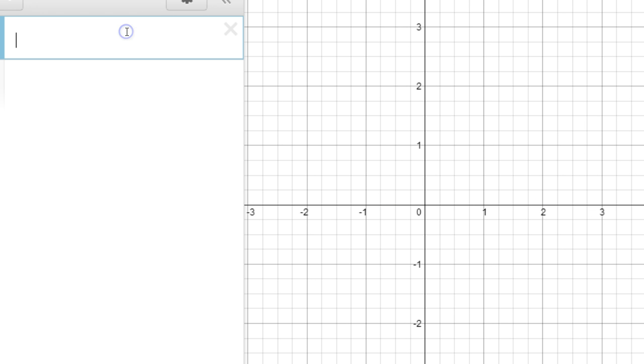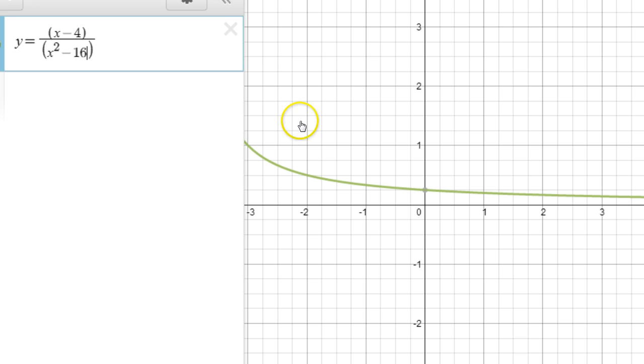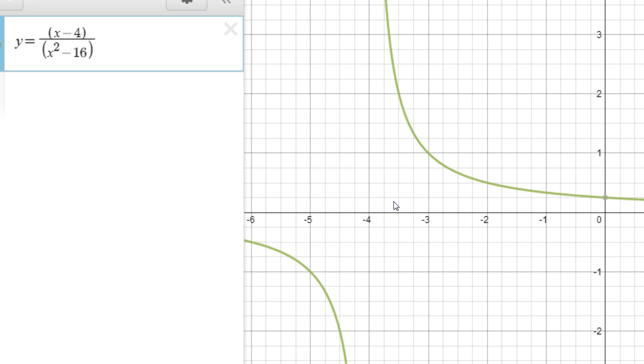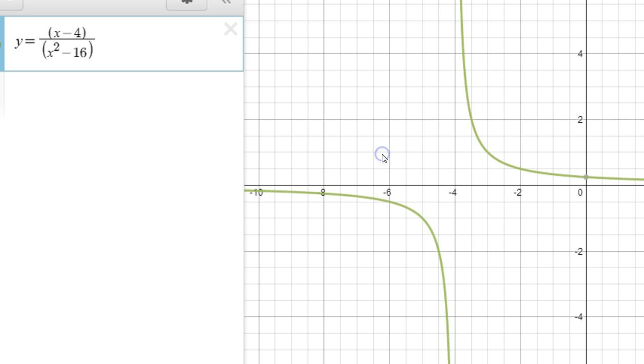The best way to talk about this is to start with a rational function. So y equals x minus 4 divided by x squared minus 16. Normally the rational function would just look like this. My asymptote would be at -4 according to this, but I'm also wondering, what about my asymptote at 4?